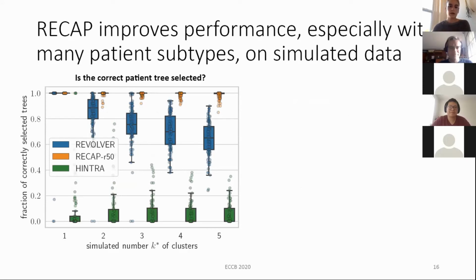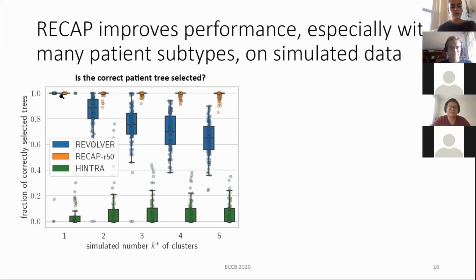So this is some of our results, and here we just combine over all of these simulated instances. In our supplement, we break this out by different parameterizations, but here it's just combined, and I think it represents the trends we see in general. So here we're looking at the question, is the correct patient tree selected? So this is the reducing ambiguity question. And we see that when there aren't patient subtypes, all the algorithms perform the best. This is when K equals 1, and they do a good job of identifying the correct patient tree.